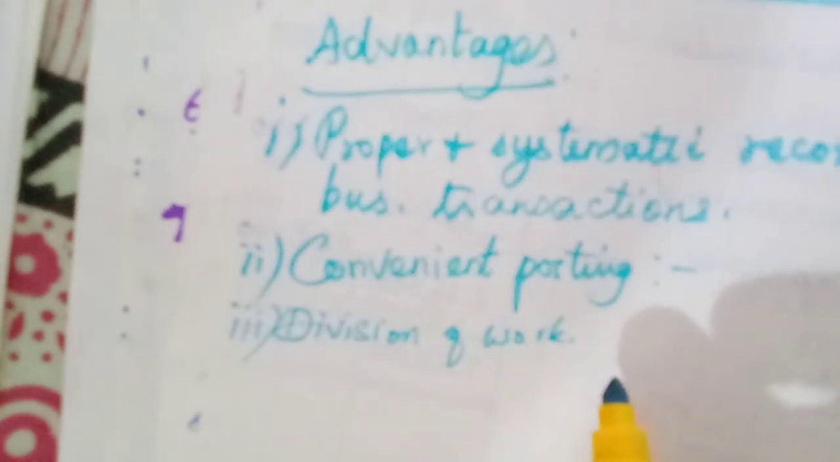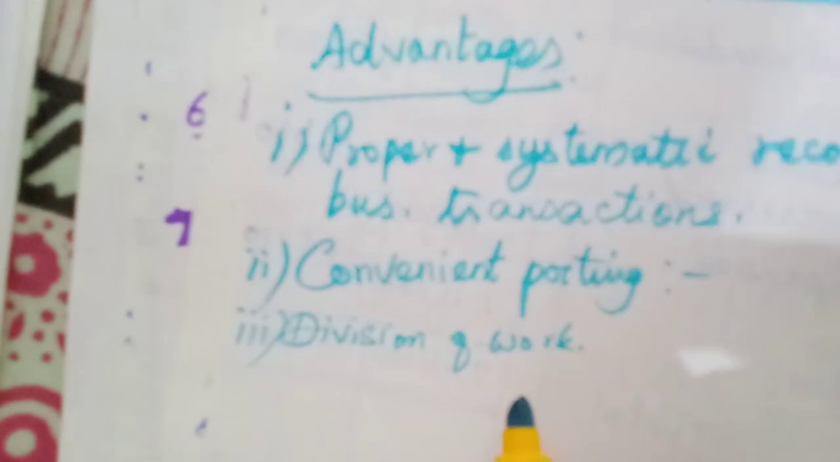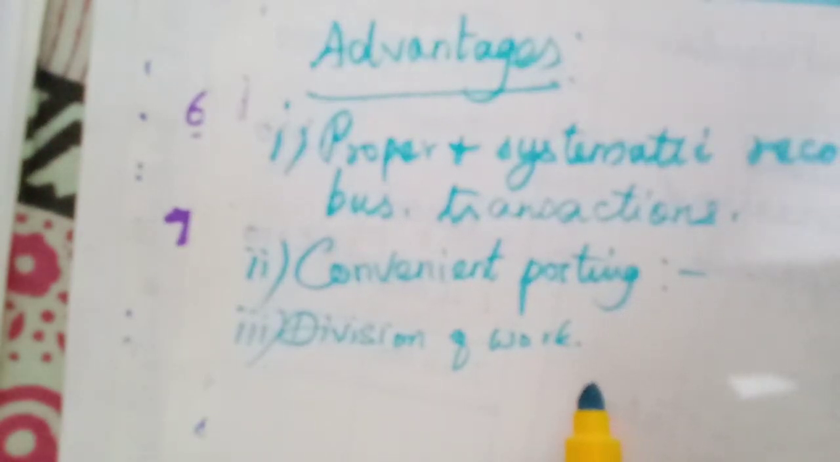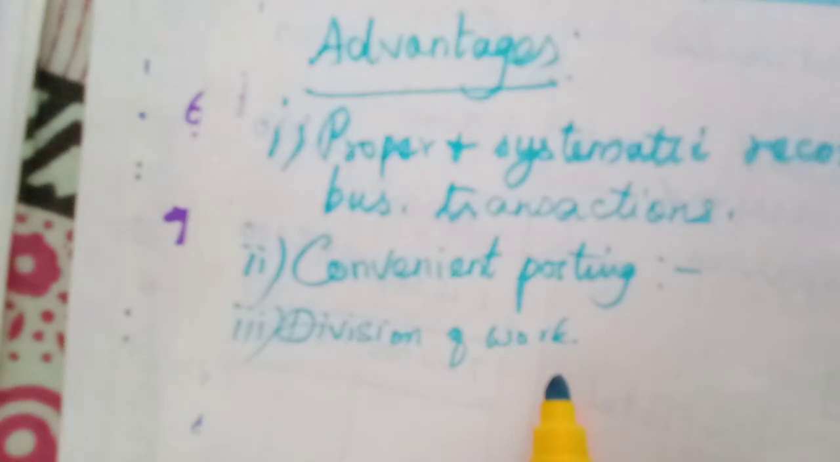Next one, division of work. In the journal, the cash book will be given to one person to enter, then the purchase book will be entered by another clerk. So the work can be easily divided among various staff in the company. Each person can work in one book, so they will easily complete their work. The work will be completed very fast and speedy.